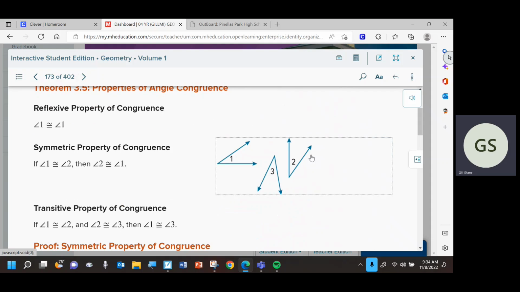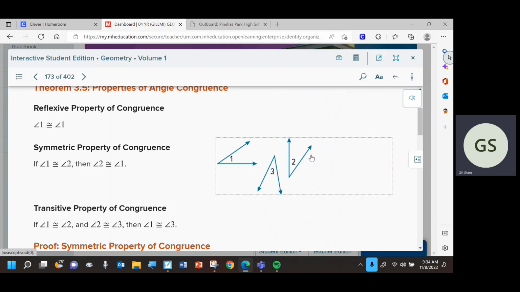All right, so we did these also when we did line segments. We said if we have the same angle, that's the reflexive property. So angle 1 equals angle 1, or is congruent to angle 1. We said if angle 1 is congruent to angle 2, then angle 2 is congruent to angle 1. Again, all the same properties. We just have them for angles.